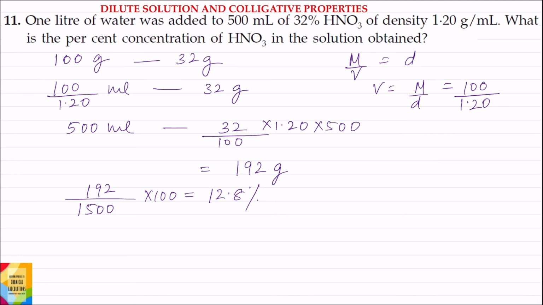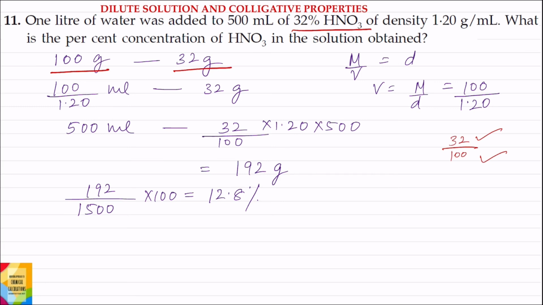Question 11. 1 liter of water was added to 500 milliliter of 32% HNO3 of density 1.20 gram per milliliter. What is the percent concentration of HNO3 in the solution obtained? Now what does 32% HNO3 mean? 32% HNO3 can be written as 32 divided by 100. Means if weight of HNO3 is 32 gram, weight of the solution is 100 gram. So 100 gram of solution contains 32 gram of HNO3.